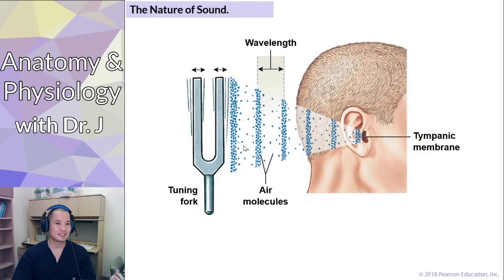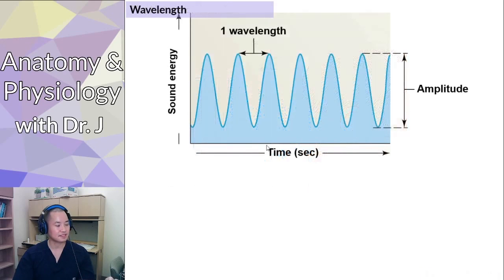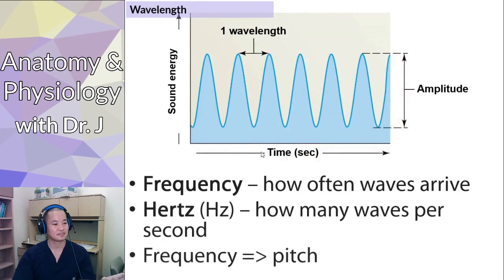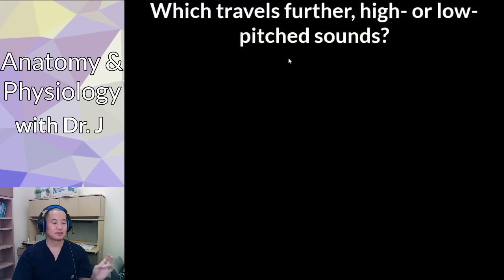Now, remember I said that sound is due to some sort of movement and waves, right? Here's wavelength again, and frequency. Hertz is a measure of frequency, so how many waves there are per second. Remember that frequency is related to pitch. More frequent waves lead to a higher pitch sound, less frequent waves lead to a lower pitch sound, right? Okay, so which travels further? Higher or lower pitch sound?